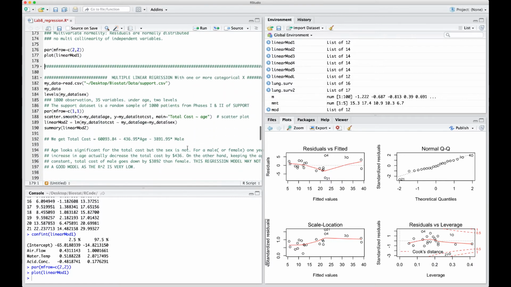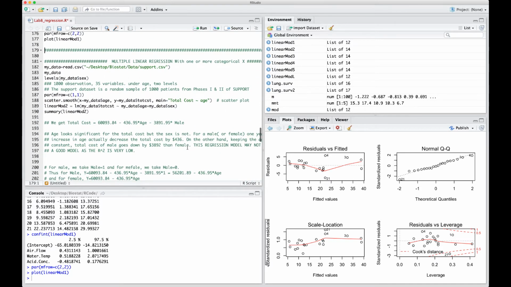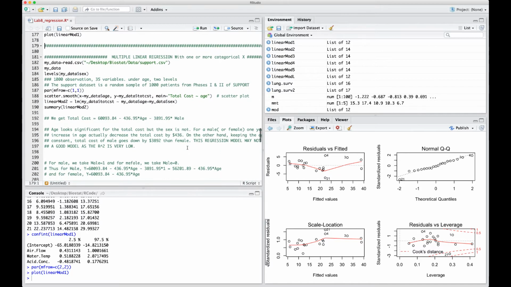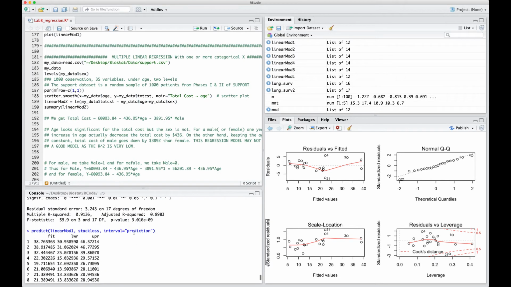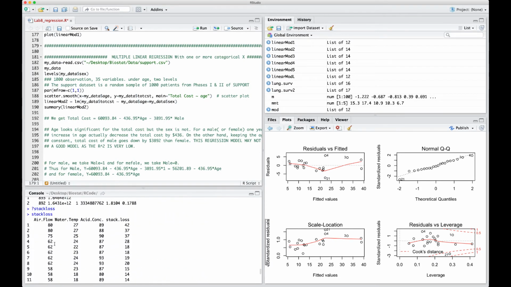Okay, so there are some codes I have put here. One of the codes is multiple linear regression with one or more categorical values. You see that? All the data values were numerical, right? If there is one or more categorical values, how do I do that? So the process is similar. So let me run that.